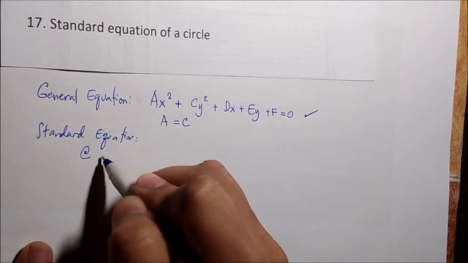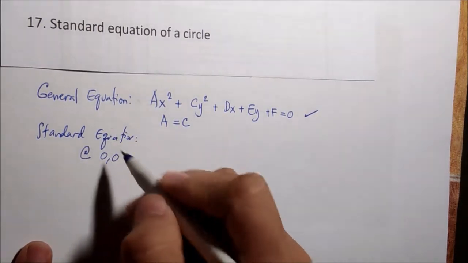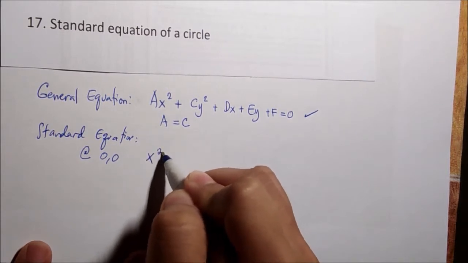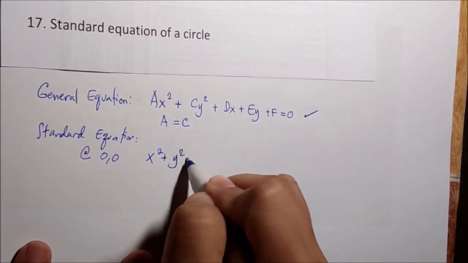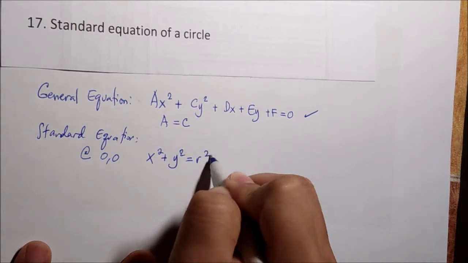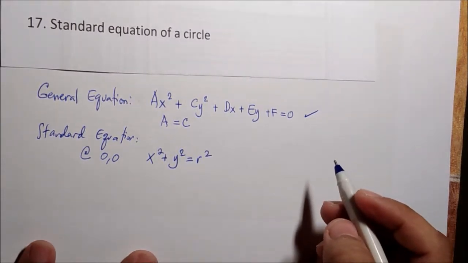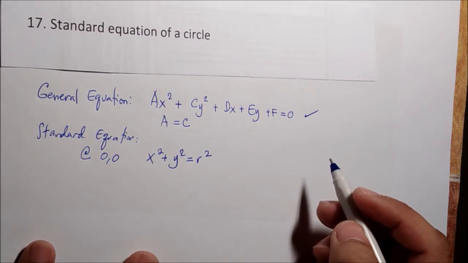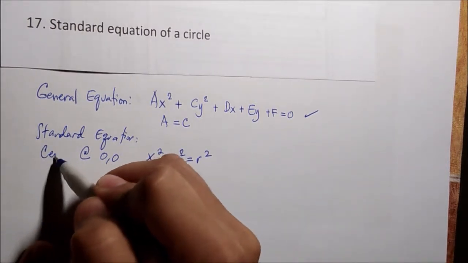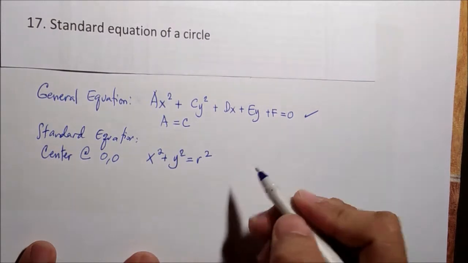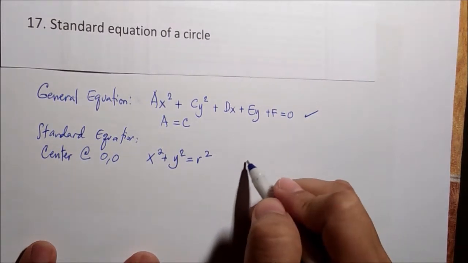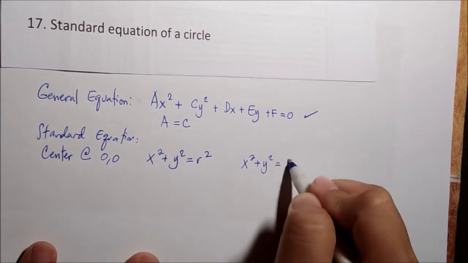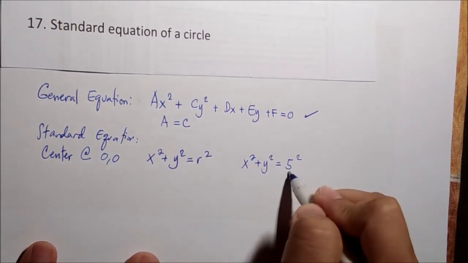if the center is at 0, 0, we have x squared plus y squared is equal to r squared. Okay, this is the standard equation of a circle if the center is at 0, 0. Like for example, we have x squared plus y squared is equal to 5 squared. The radius is 5.